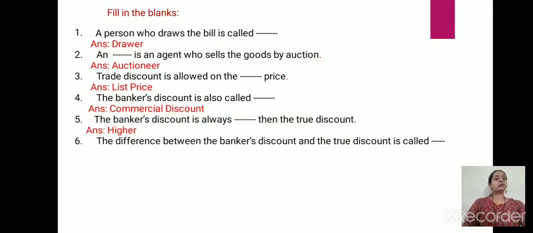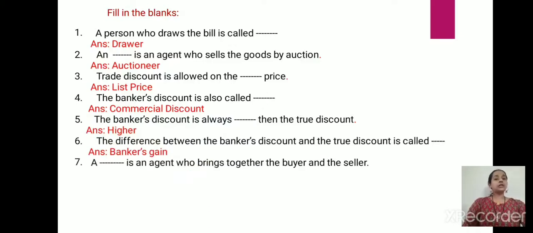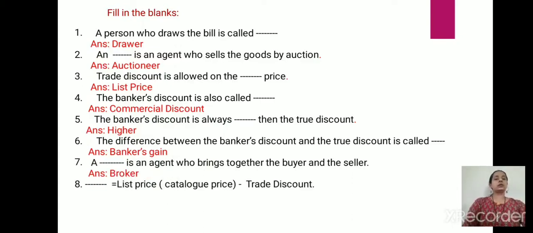Next, the difference between banker's discount and true discount. Yes, one example we saw just now, banker's gain. Next, a dash is an agent who brings together the buyer and seller. The broker. The broker is an agent who brings the buyer and seller together. Next, dash is equal to list price minus trade discount. Very important formula, list price minus trade discount. Yes, invoice price, that we have seen. Make your formulas very clear.